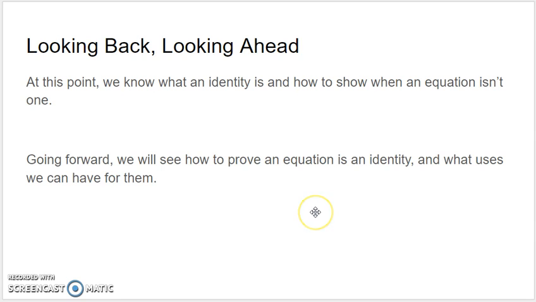So here we are. We know what an identity is, and we're able to show when it's not an identity. Your author likes to pretend this is simple, or easy even. And I would say it is simple because, well, you just guess a number that makes it not work. But it's not easy because there's plenty of numbers for which it might work, your equation. So going forward, we're going to see how to prove an equation as an identity, and also where they come into play and what we'll be doing going forward. So see you then.